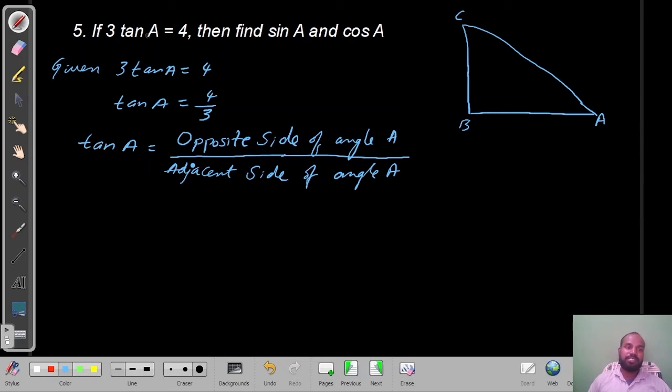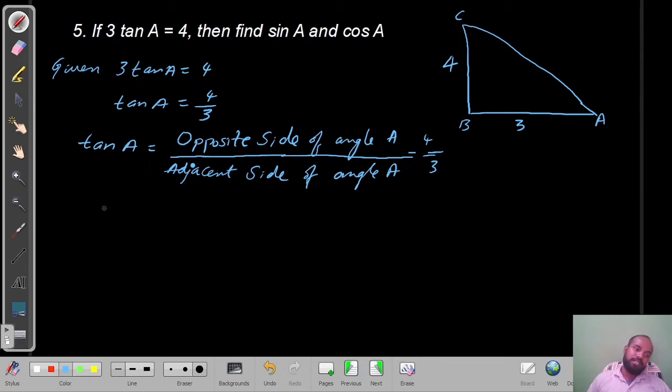We should send the 3 on the left hand side to the RHS, then we get 4 by 3. Here opposite value is 4 and adjacent value is 3. So in this triangle, this is opposite, so opposite is 4. Adjacent is 3. So we should find the hypotenuse.